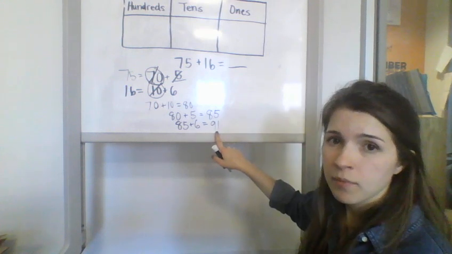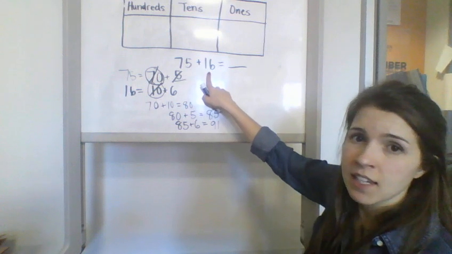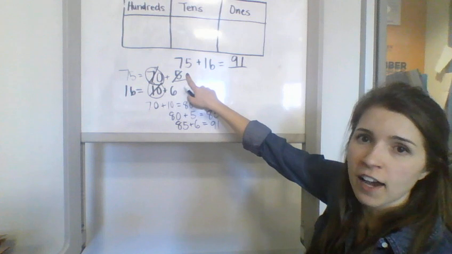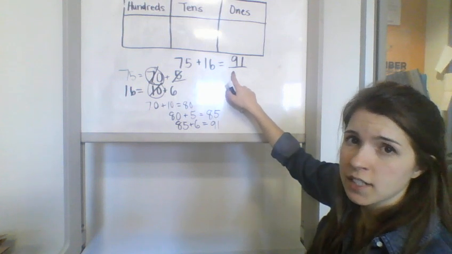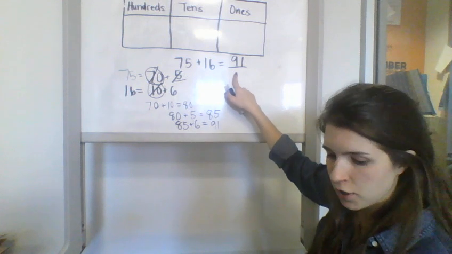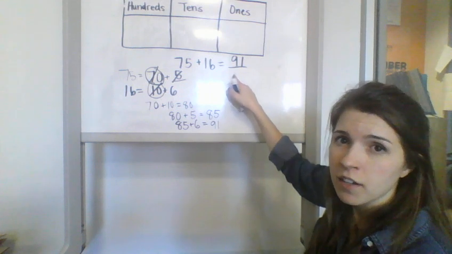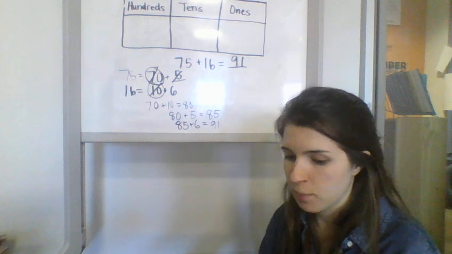So our sum for 75 plus 16 equals 91. So 75 plus 16 equals 91. That's our answer for example 2. So at the bottom in that box, you write the number 91. Now we're going to move on to example 3 on the next page.